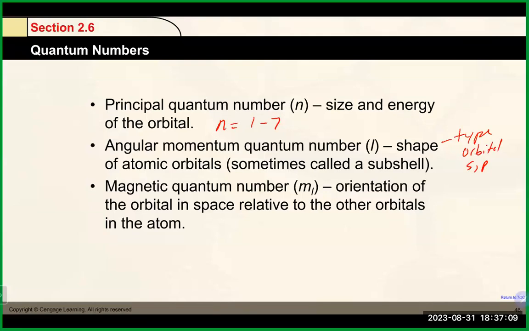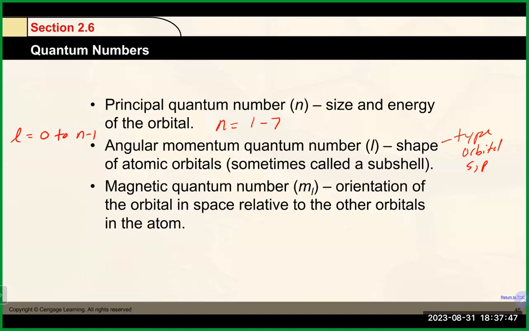Now, the acceptable values that you could have for L are whole numbers running from 0 to n minus 1. So if n was 2, L could have values of 0 and 1, as 2 minus 1 is 1. Those are the two acceptable values you could have for L, and those will tell you something about what you would expect to see in that situation, and we'll talk about it in just a second.